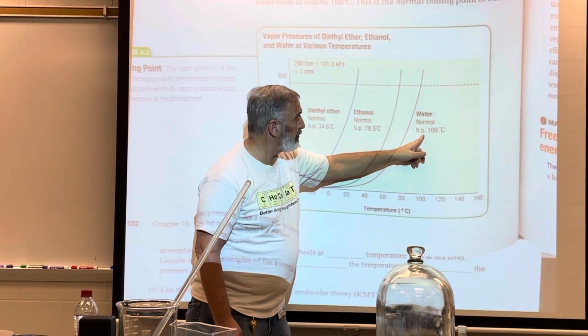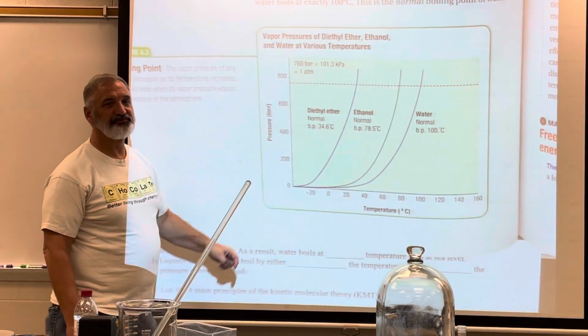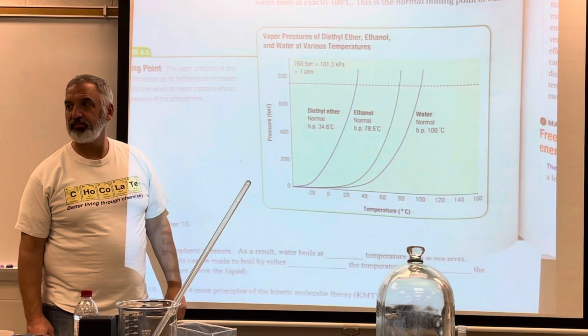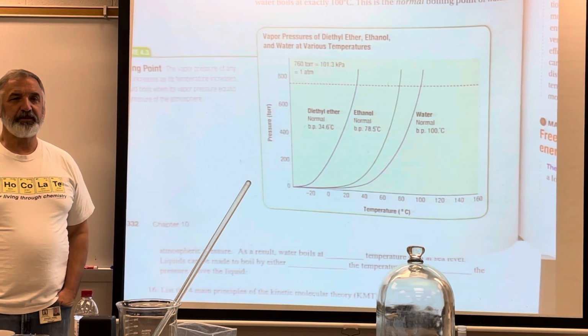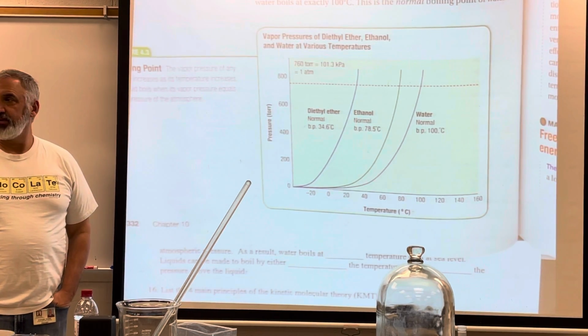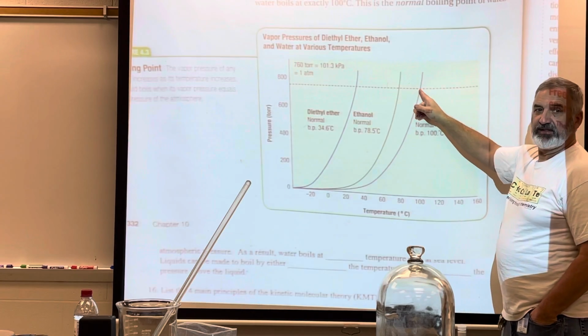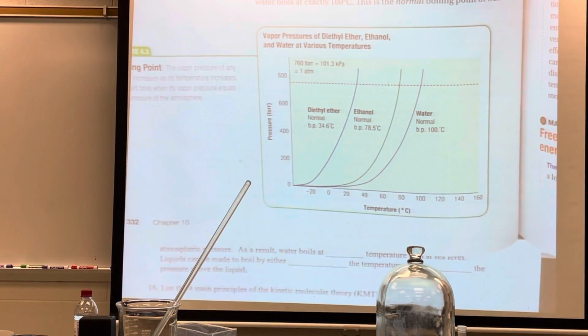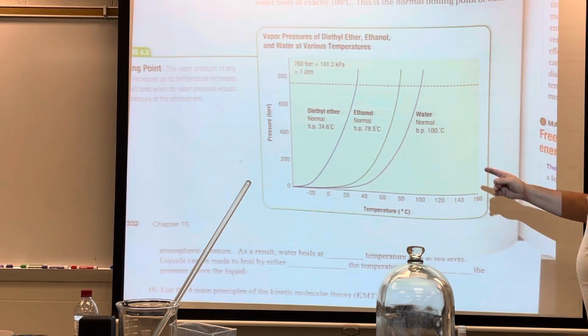Now, why is water's normal boiling point 100 degrees? Because it likes itself. What's this dotted line? Good question. What's the dotted line on there? The boiling point of water? Okay, well the boiling point of water is 100 degrees, and that's when it crosses over that dotted line. That's at the 760 mark, right? That's at the 760 torr, which is how many atmospheres? 1. That's normal atmospheric pressure. Boiling, by definition, occurs when the vapor pressure equals atmospheric pressure.